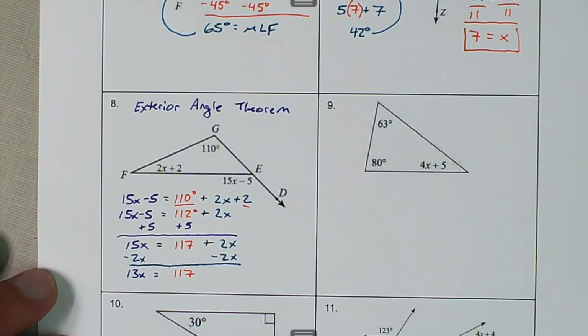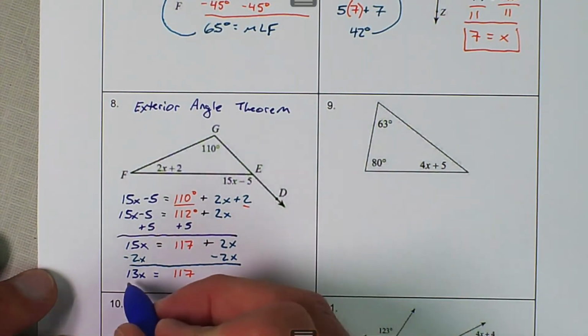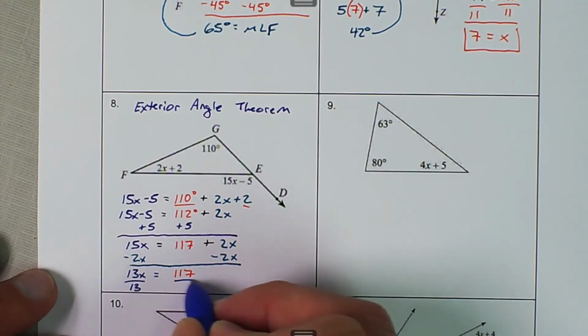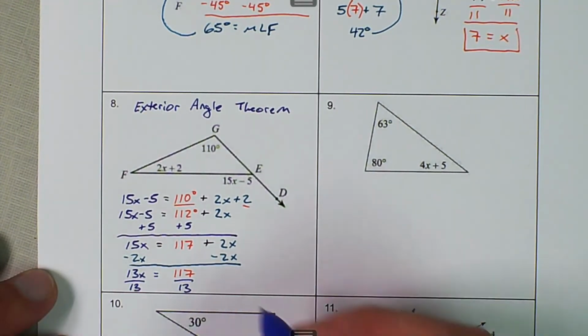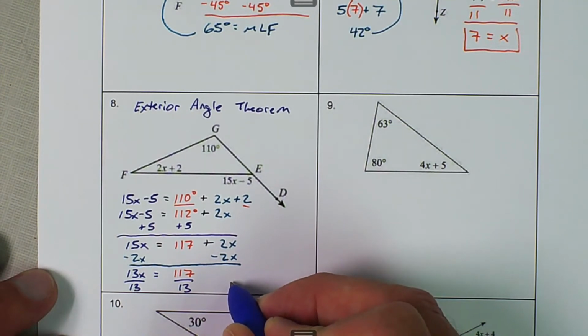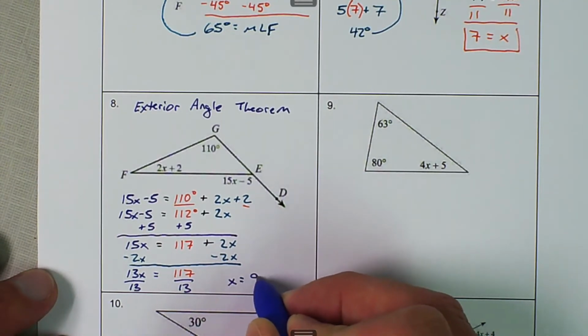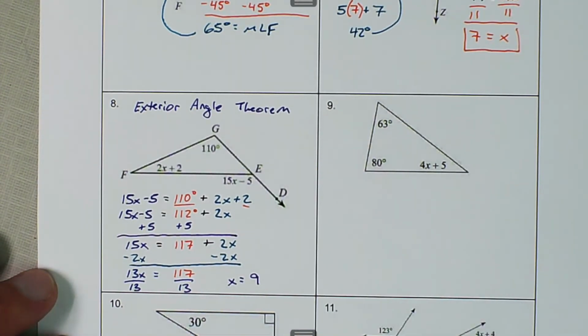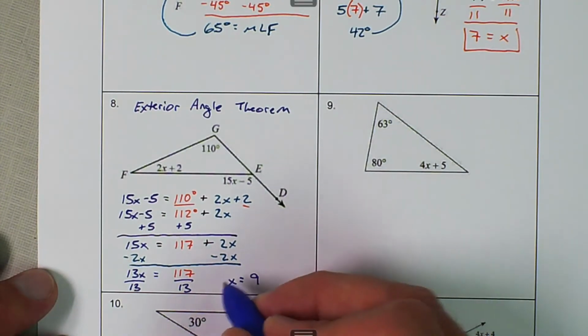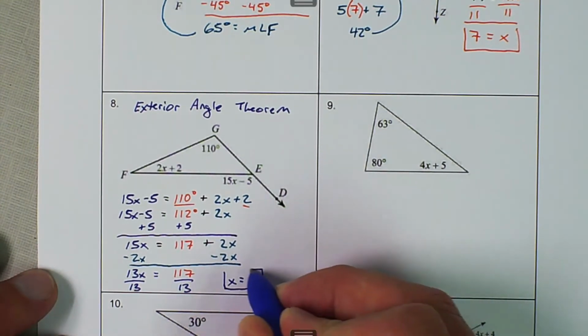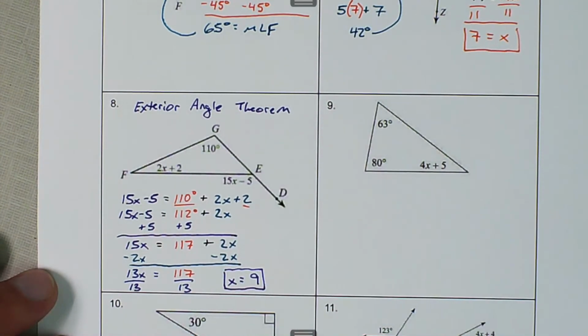And then we can divide both sides by 13, and then we get x is equal to 9. And we'll leave this one as x is equal to 9. We can substitute it back in if we want, but we're not going to do it for this example. Now we move on to number 9.